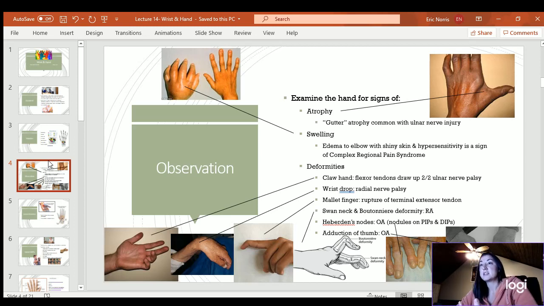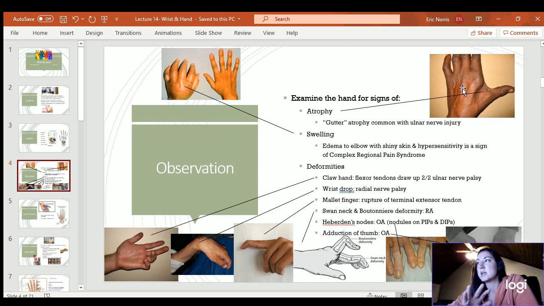So when starting a patient with hand therapy, you will first start out by observing, just looking at their hand, what's going on. There are a lot of different conditions that you can notice just by observing. So atrophy, we usually call that guttering in the hand, where the muscles have atrophied and now there are deep crevices. You can see all the bones more prominently. It's pretty common in the ulnar eminence, gutter atrophy, because of maybe an ulnar nerve injury. So you could see that guttering with that.